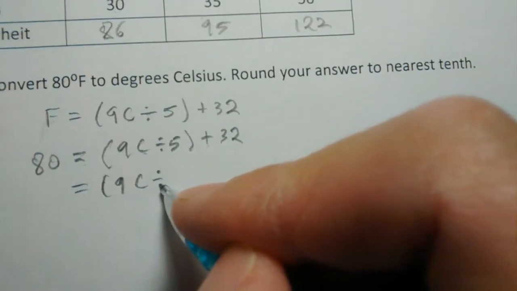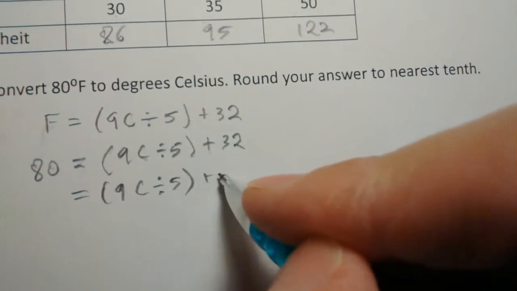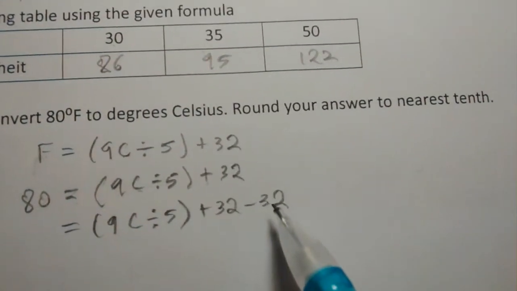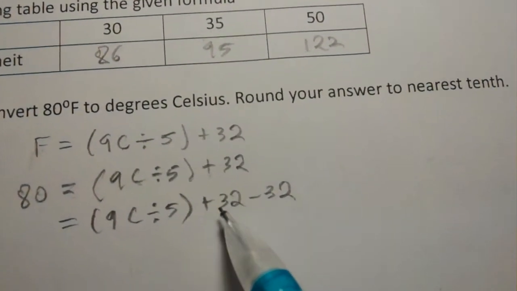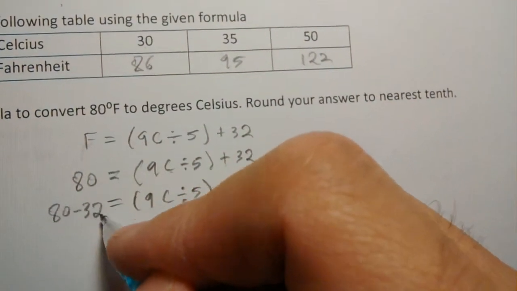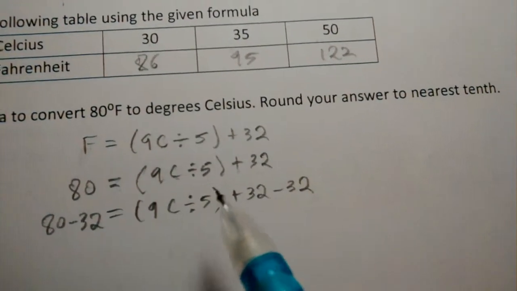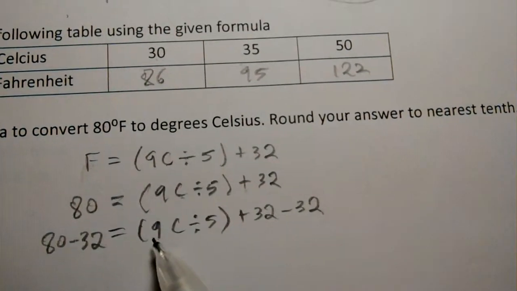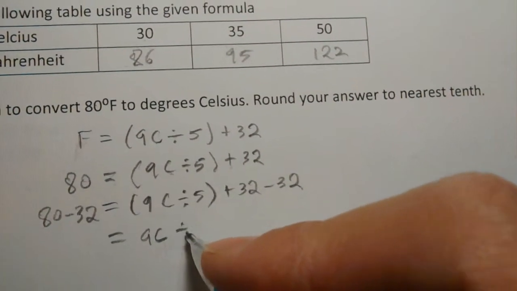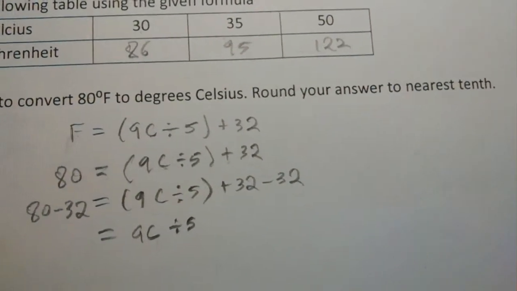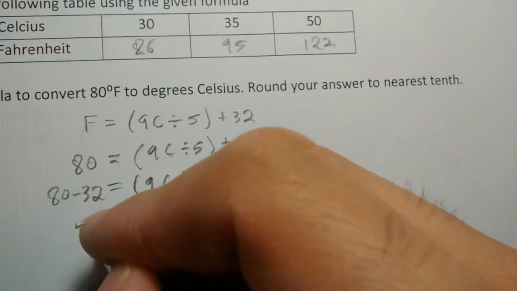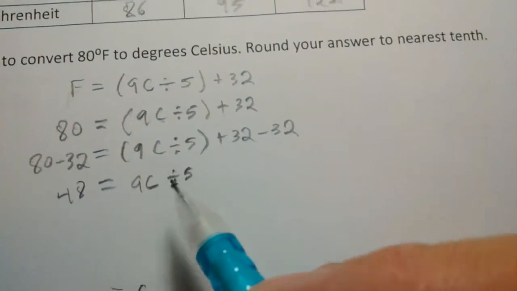And that looks like this. Hopefully you agree with me that that subtraction undoes that addition. And I'm going to do the same thing to the other side to maintain equality. So that, again, undoes that, and I'm left with this expression on the right. I don't need parentheses anymore. So those two subtracted gives me 48. Now that looks pretty good.